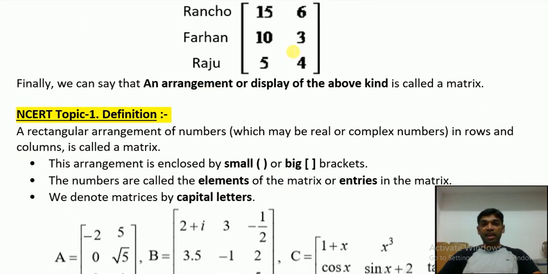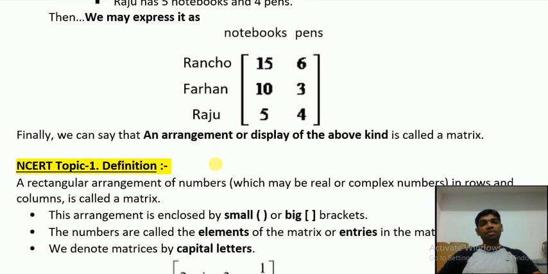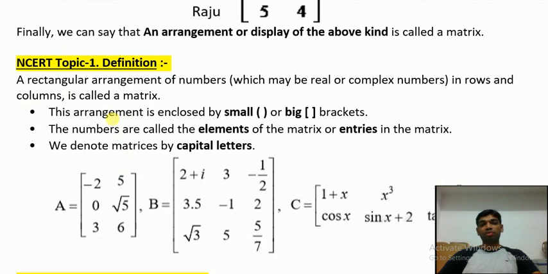Finally, we can say that this arrangement or display of some kind is called a matrix. An arrangement or display of some numbers is always called a matrix. So let us start with the formal definition. We are starting with the first topic from our book, NCERT topic 1, which is the definition.